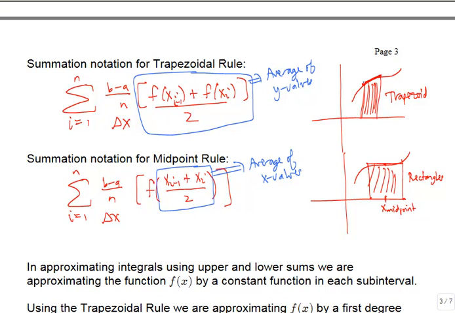So here we average the y's to get this linear function. And for the midpoint rule, you average the x's, and that new x becomes your input into your function. So you actually only use your function once here, as opposed to the trapezoidal rule where you use the function twice because you're going to use it for the left endpoint and for the right endpoint. So trapezoids average the y's, midpoints average the x's.